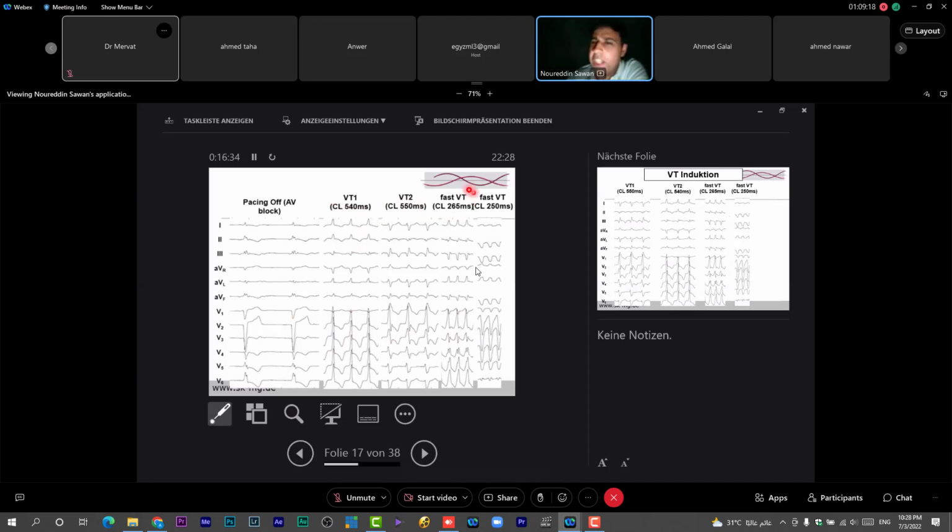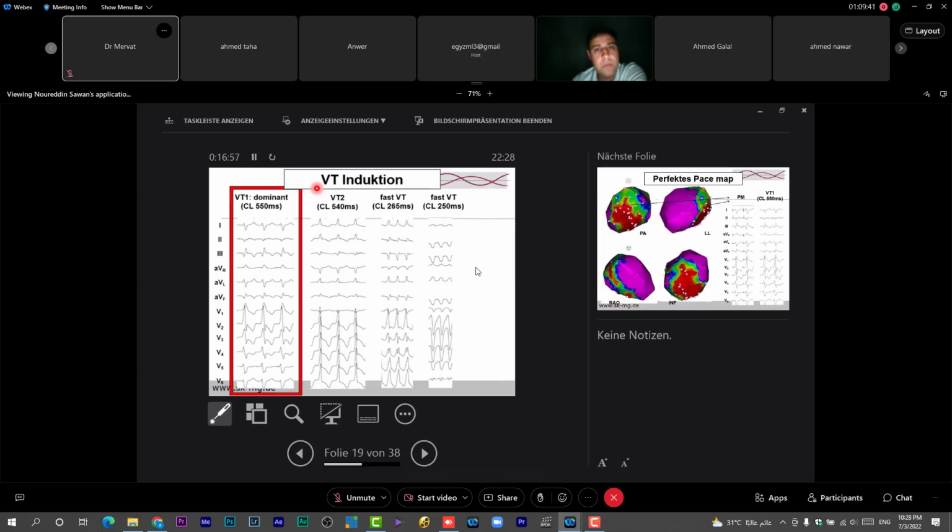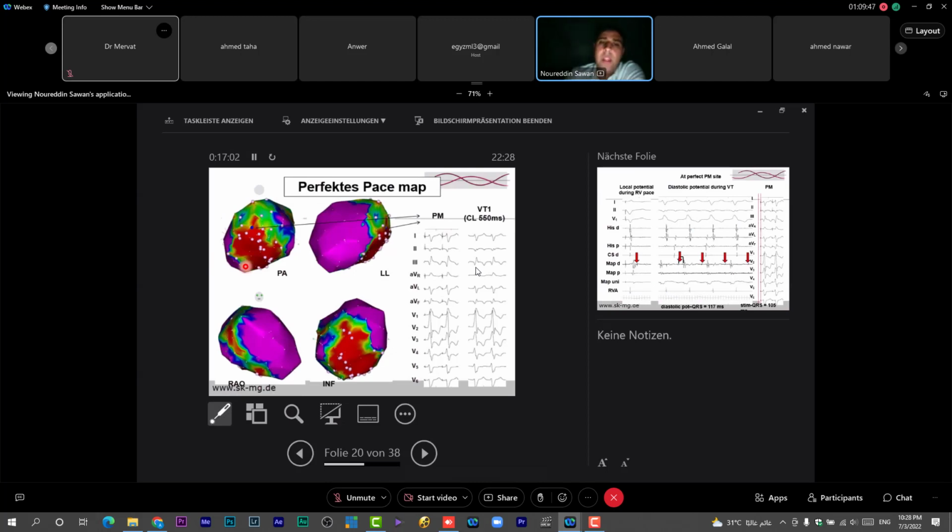However, during the EP study, we were able to induce 4 VTs, and 2 of them were very fast. This VT1 was very dominant during the EP study. So we tried to make an activation map of VT1, but it was not possible because it was not sustained all the time.